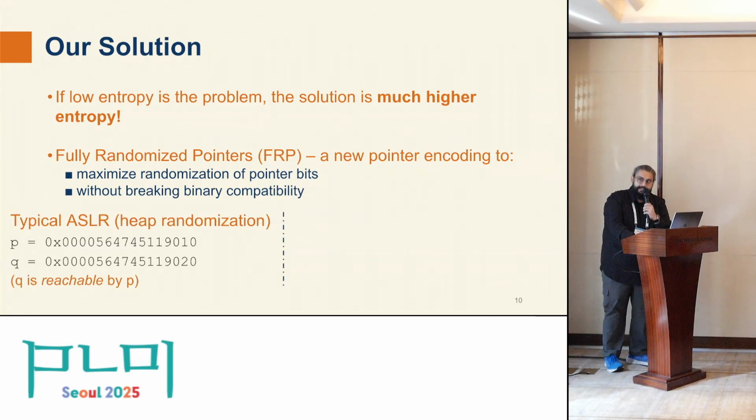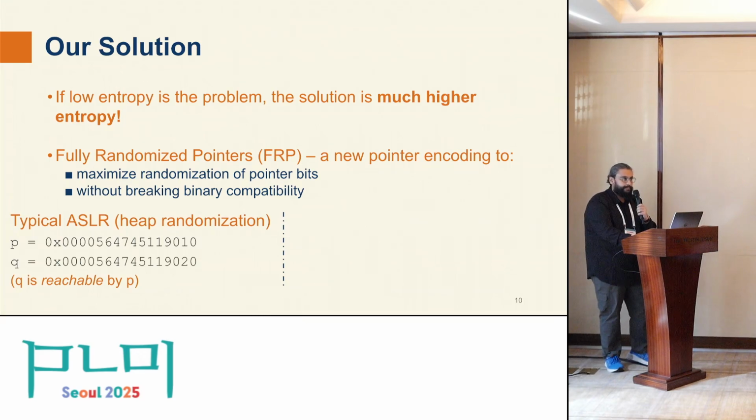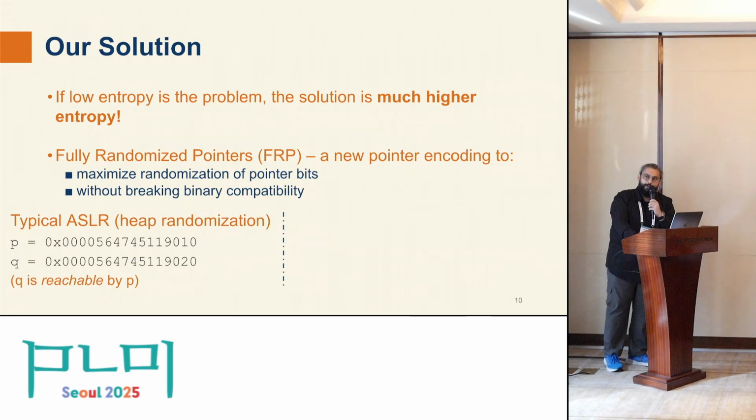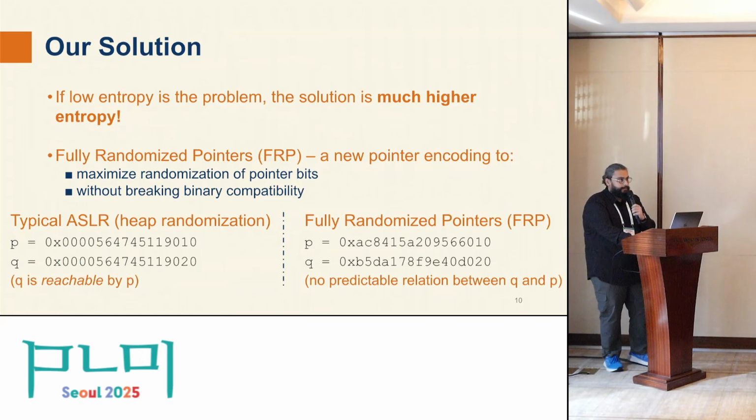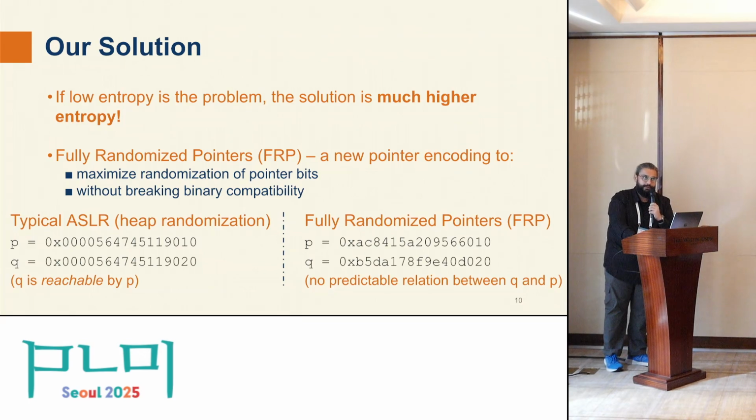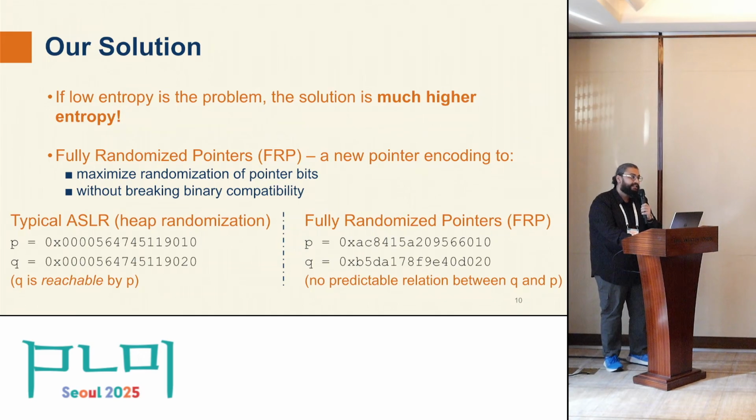To put this in an example, on the left you can see a typical ASLR heap randomized objects, P and Q subsequently allocated. You can see if an attacker has information about P, they can very well reach Q. On a fully randomized pointer setup, P and Q are essentially large random numbers. Having information about P does not give an attacker any information about Q, making it impossible to forge.